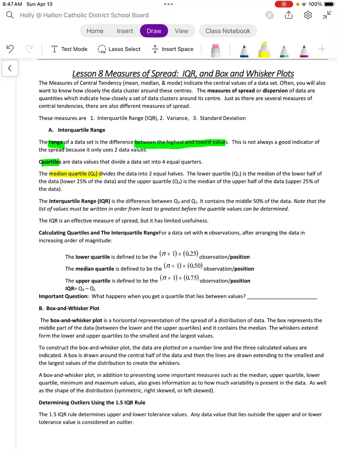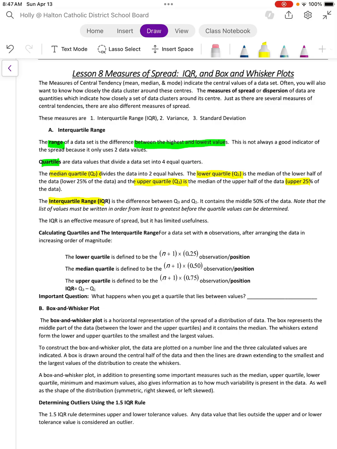The lower quartile would be Q1. That's basically the median of every observation below the median, Q2. And then you have the upper half. If I look at the upper half of the data and find the median there, that would give me Q3. Okay, so that's the upper 25% of the data. The IQR is the difference between Q3 and Q1. It contains the middle 50% of the data.